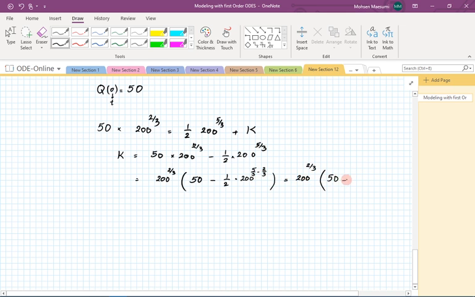50 minus 1/2 of, well, 5/3 minus 2/3 is just 1. This becomes 200. And then 50 minus 100 is just minus 50. And I get minus 50 times 200 to the power of 2/3. Everybody agrees that this is simpler than that. So when they say simplify the answer, they are after such a cleanup procedure. At any rate, we got our K.